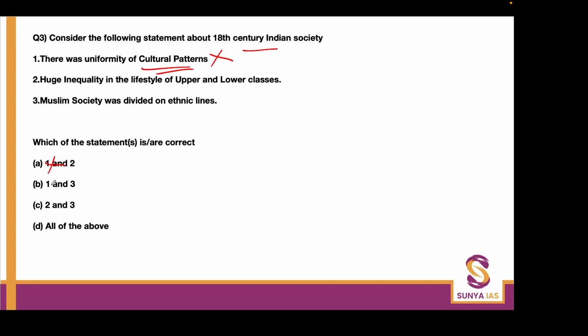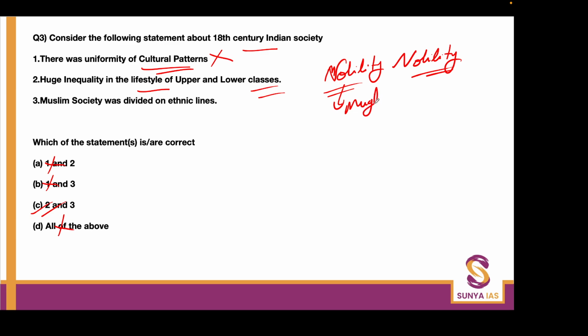So the statement 1 is wrong. And by that itself, you can get 2 and 3 answer easily. But otherwise also, huge inequality in lifestyle of upper and lower classes, that was the most prominent factor in the 18th century India. Because those who were part of Mughal nobility, 18th century is the time when the decimation of the Mughal empire took place. When the whole decimation started and the Mughal treasury started losing money, where was this money actually going on a day-to-day basis? The looting from foreigners happened once or twice here and there, but on a regular basis it was the Mughal nobility who were getting the benefit.